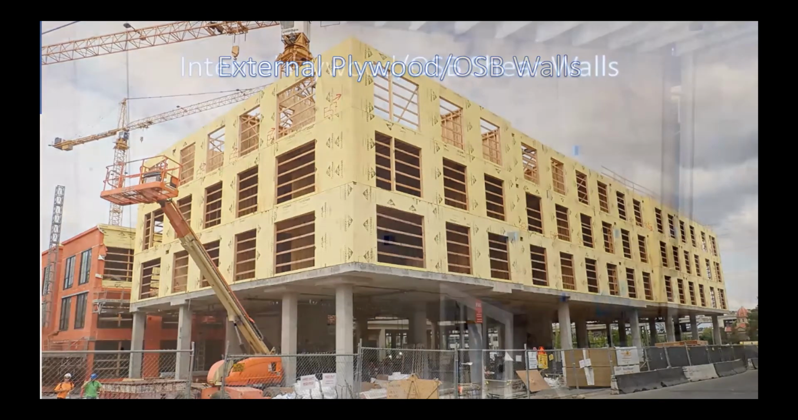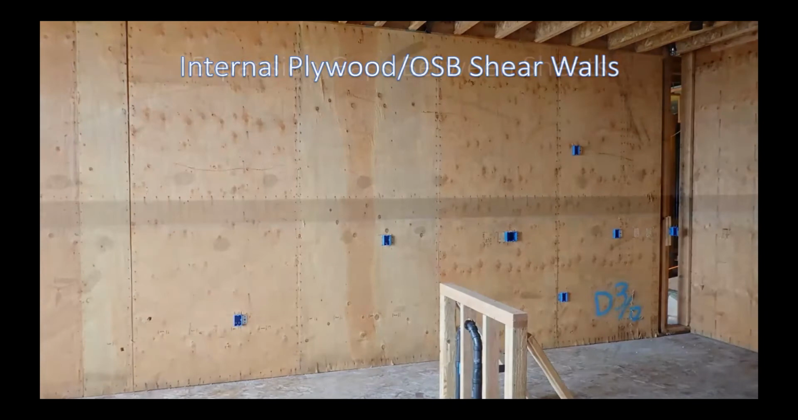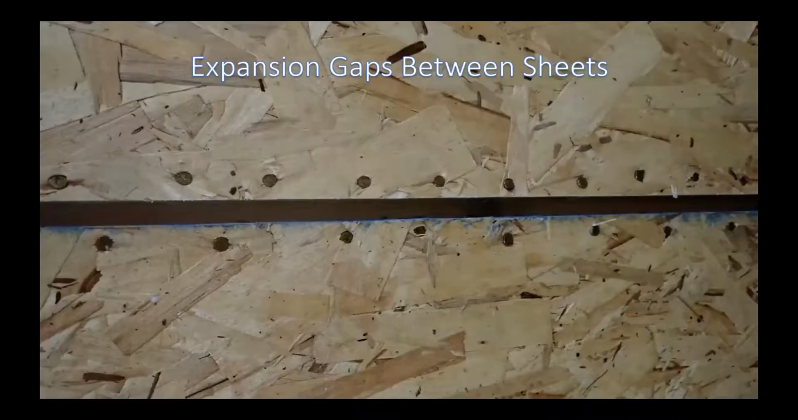And internally, there's a lot of plywood OSB shear walls as well to contribute to the overall shear performance for the buildings. That's part of the shear wall bracing. And they utilize a lot of expansion gaps between the sheets to accommodate any take-up of different movements and expansions.